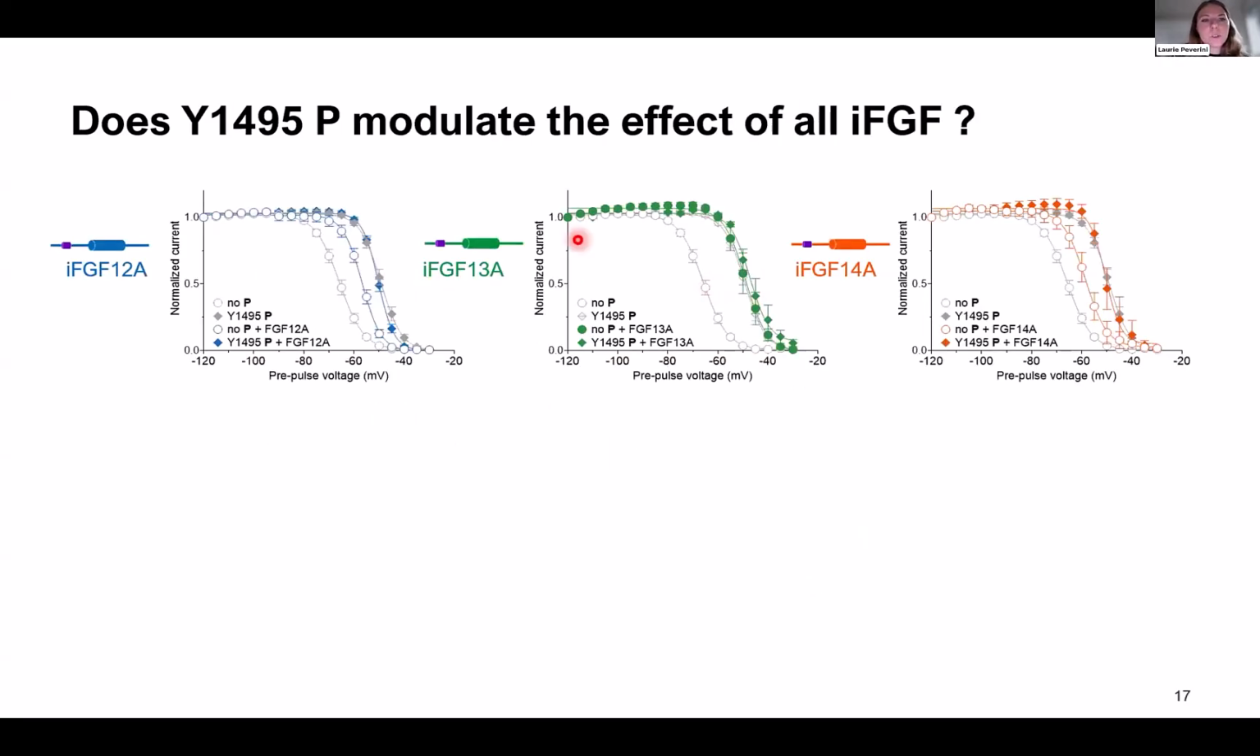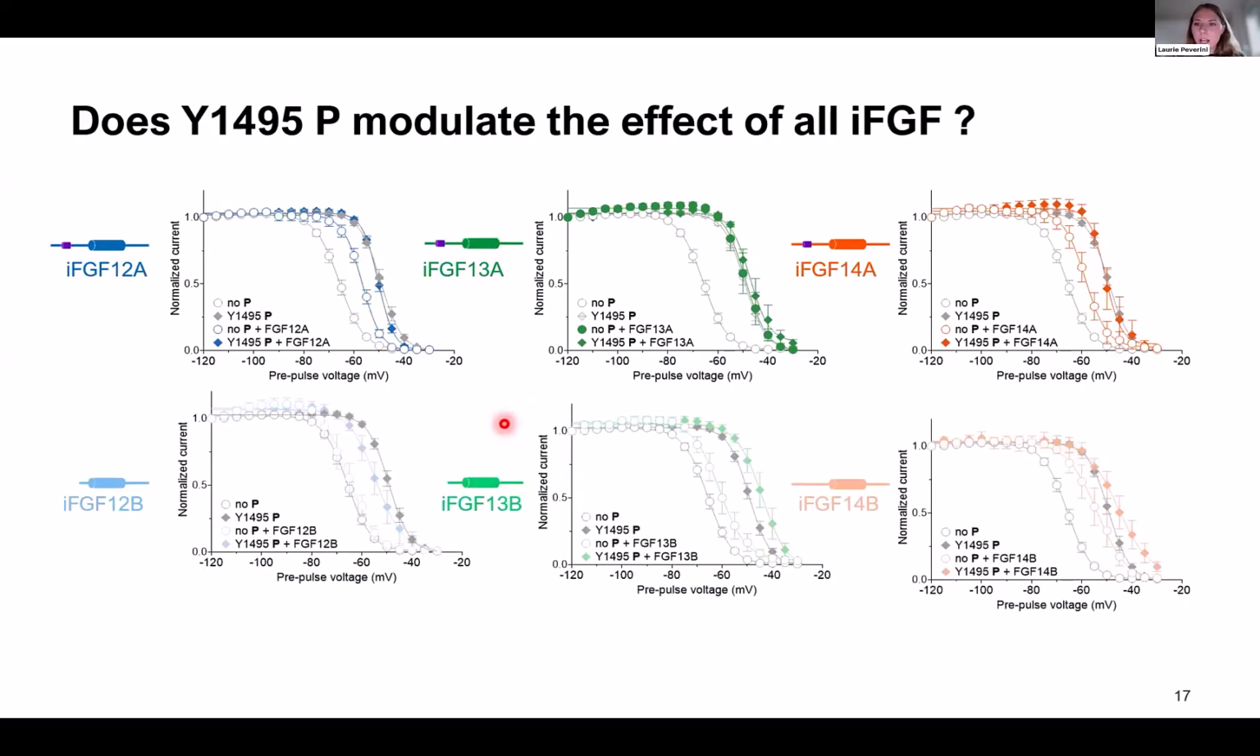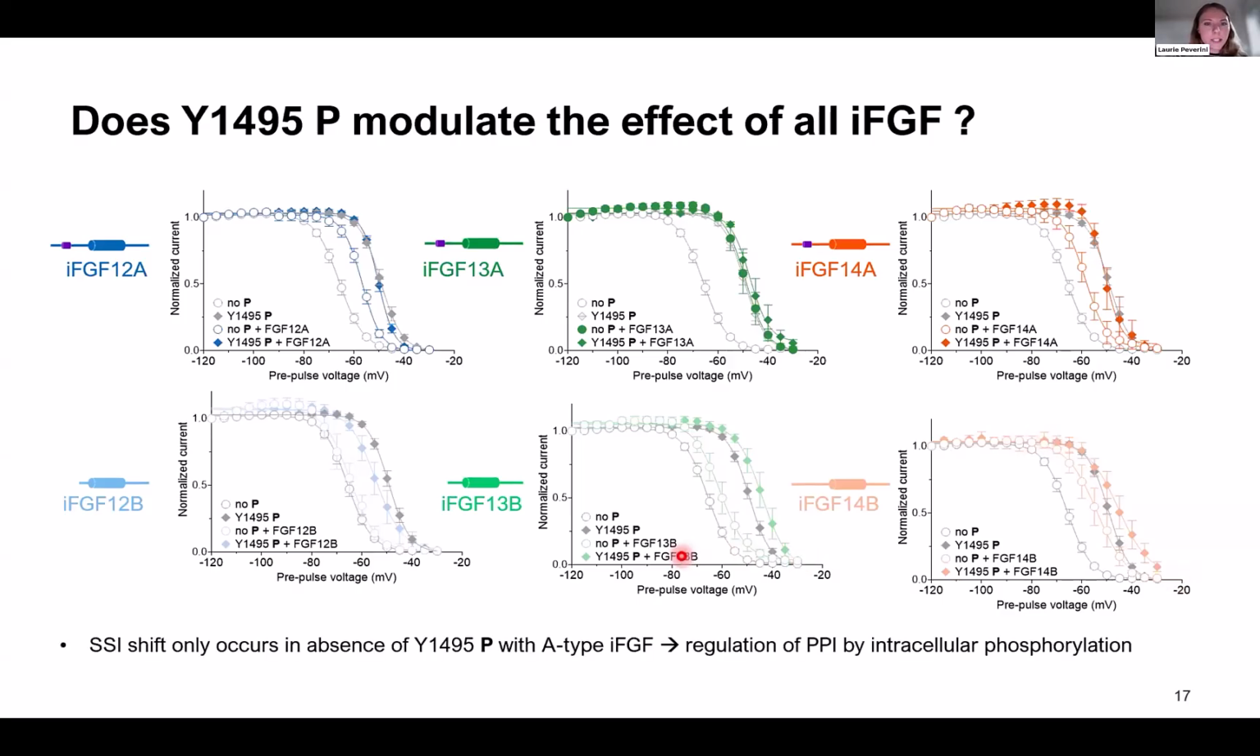This effect is also seen with FGF13A and FGF14A, where there is no further shift, as you can see here and here, when Y1495 is phosphorylated. The results are less clear for the B type, where the shifts are a bit smaller, so we don't really know if it's within the error bar or if the shift is also abolished.